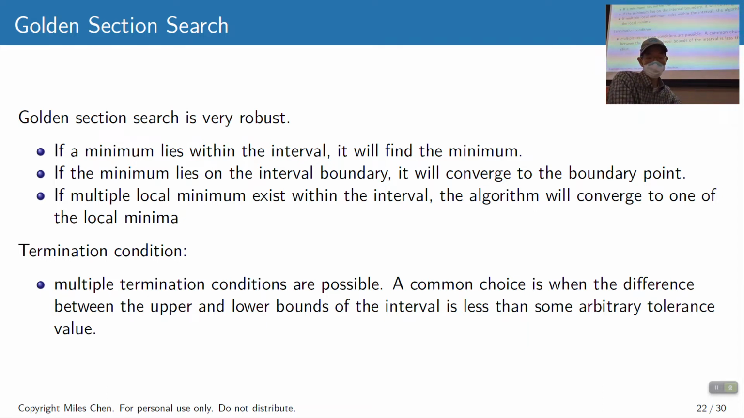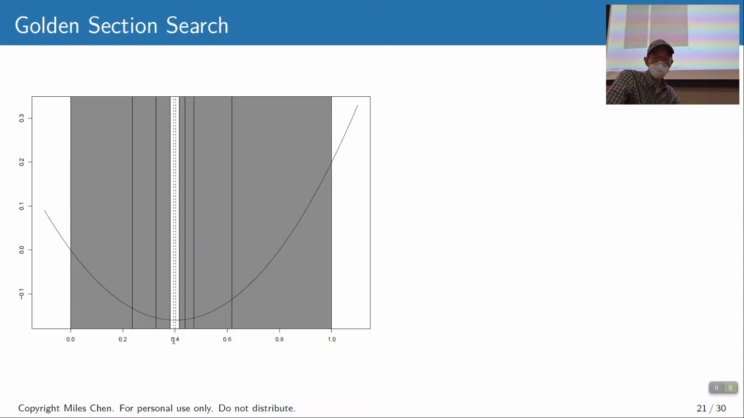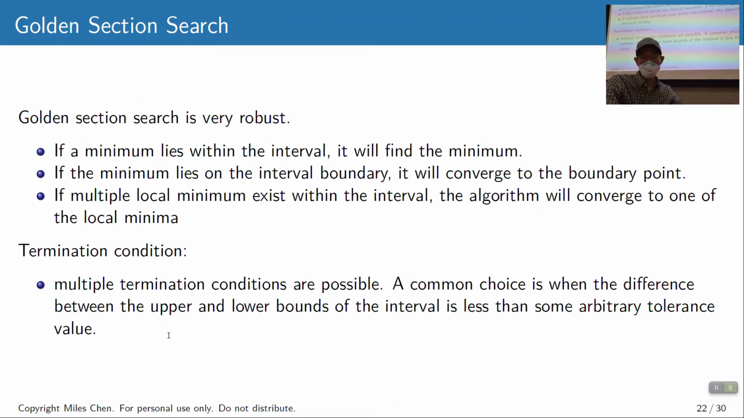Okay. Multiple termination conditions are possible. How do we get this thing to stop? A common choice is to take the difference between the upper bound and the lower bound, and if that difference is within some tolerance level, say less than 10 to the negative 7, we'll call it a day and say this is where we found the minimum.